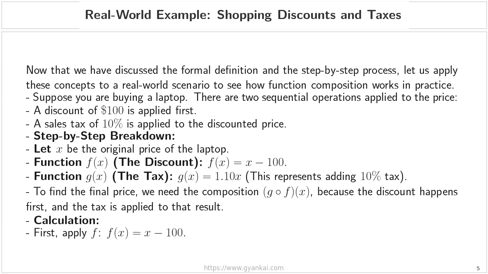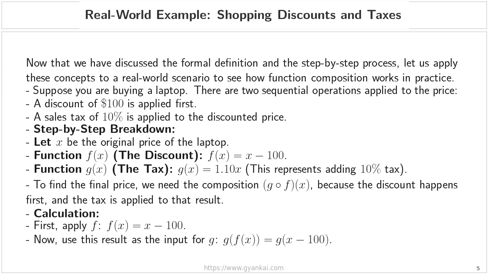First, we apply function f to our original price, which gives us the result of x minus 100. Now, as we learned in the previous slides, the output of the first function becomes the input for the second. Therefore, we use this result as the input for function g, which gives us g of f of x, or g of the quantity x minus 100.